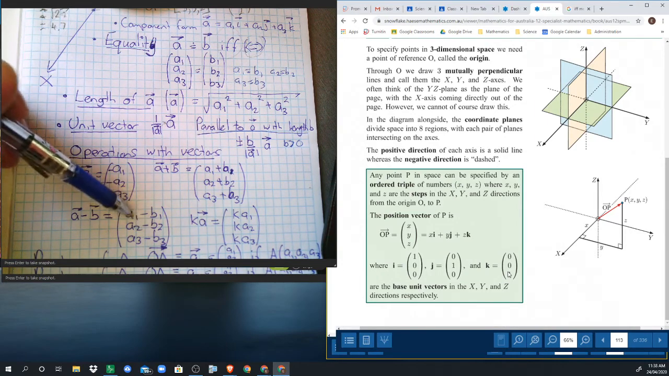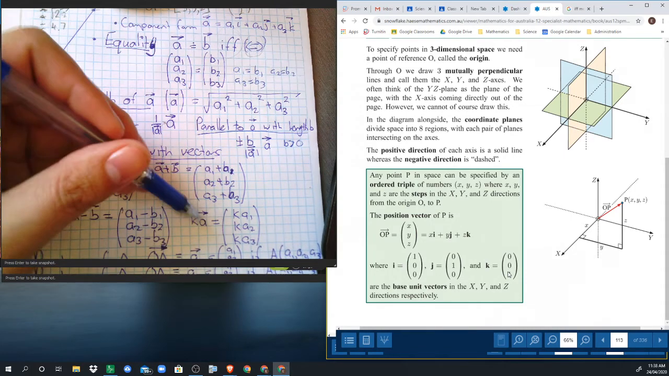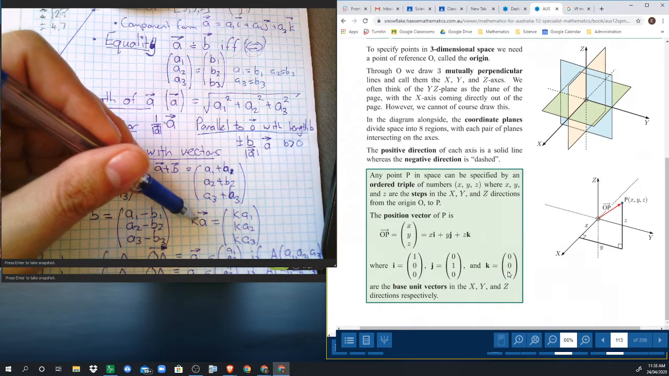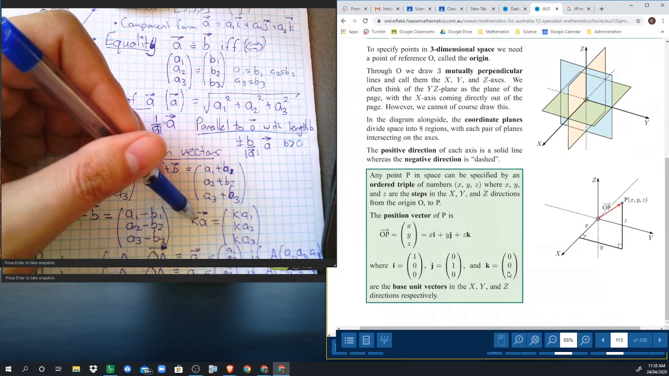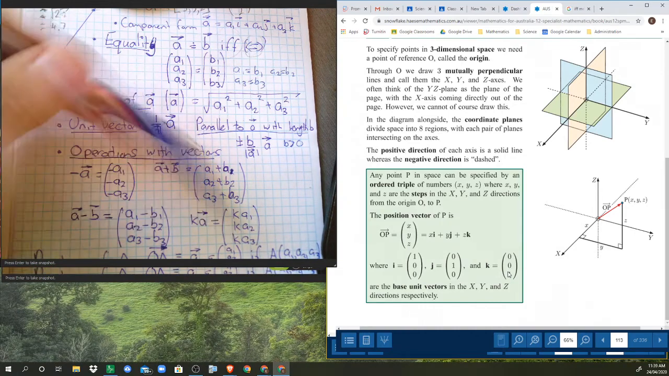All right, so yeah, A1 take B1, A2 take B2, A3 take B3. Scalar multiplication, you're multiplying the vector with a scalar. You multiply all the components by that scalar.